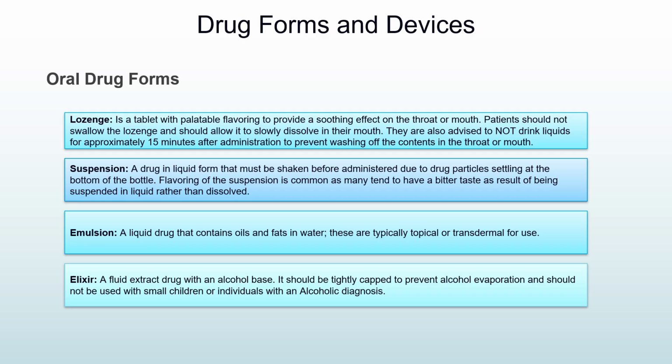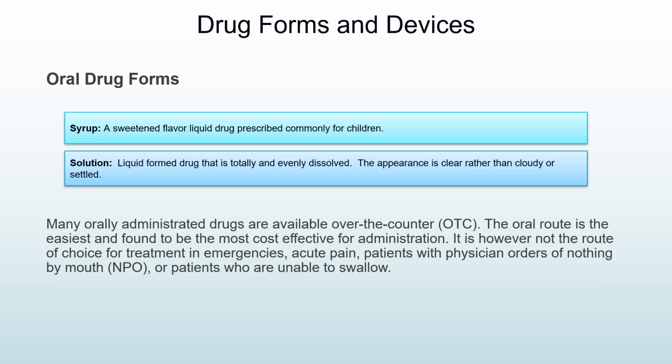Emulsion. This is a liquid drug that contains oils and fats in water, and they're typically topical or transdermal for use. Elixir. This is a fluid extract drug with an alcohol base. It should be tightly capped to prevent alcohol evaporation and should not be used with small children or individuals with an alcoholic diagnosis. Syrup. This is a sweetened flavored liquid drug prescribed commonly for children. And then there's a solution. This is a liquid form drug that is totally and evenly dissolved. The appearance is clear rather than cloudy or settled.